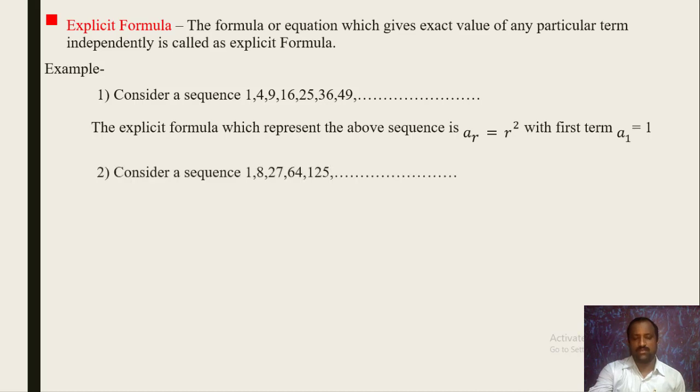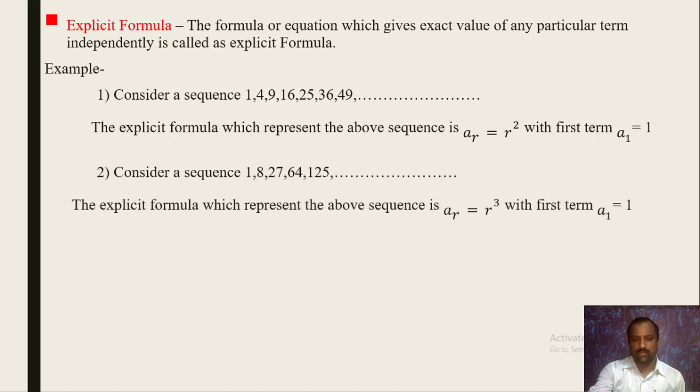Consider another example. Consider the sequence 1, 8, 27, 64, 125 and so on. If we focus on this particular sequence, then we observe that this is nothing but the sequence of cubes of natural numbers, in which the first term is 1 cube equal to 1, the second term is 2 cube, that is equal to 8, the third term is 3 cube, that is equal to 27, and so on. If we represent this sequence, then we get a_r equal to r cube. That is, the explicit formula which represents the above sequence is a_r equal to r cube with the first term a_1 equal to 1.